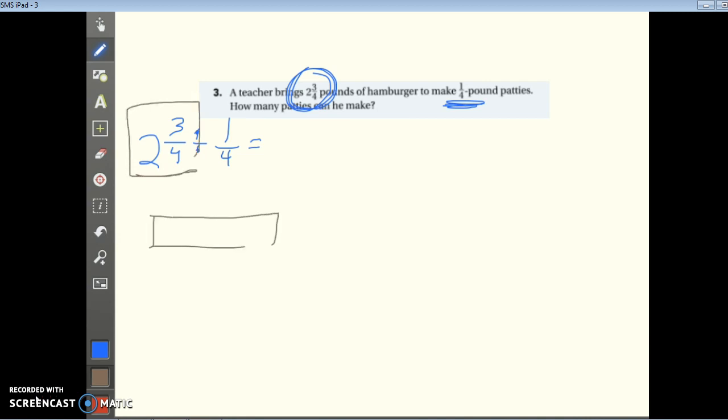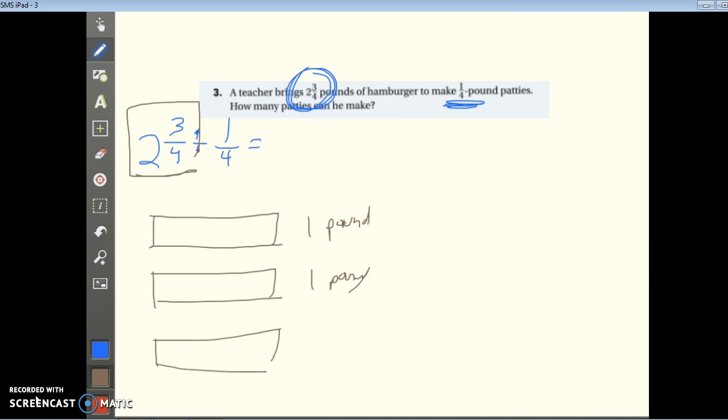Here's 1 pound. Here's another pound. So there's my 2 wholes. And then I need 3/4. So I have 1/4, 2/4, 3/4, and this last part we're not going to think about. We're going to just get rid of it. So we have 1 pound, another pound, and then 3/4 of this last one. And now we want to divide this into 1/4 size pieces.